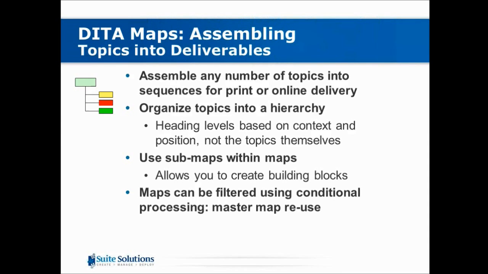Okay, maps are those things that assemble all those topics into some kind of sequence or some kind of hierarchy for some kind of deliverable, whether it be print or online or whatever you want it to be. You can organize the topics into a hierarchy, although you don't have to. For example, if you want to have heading levels, the heading levels would be created by organizing your topics into a hierarchy. If you have a topic nested inside of another topic, you're basically creating a heading 1 level, and then a heading 2 level. And then you can create as many levels as you want.